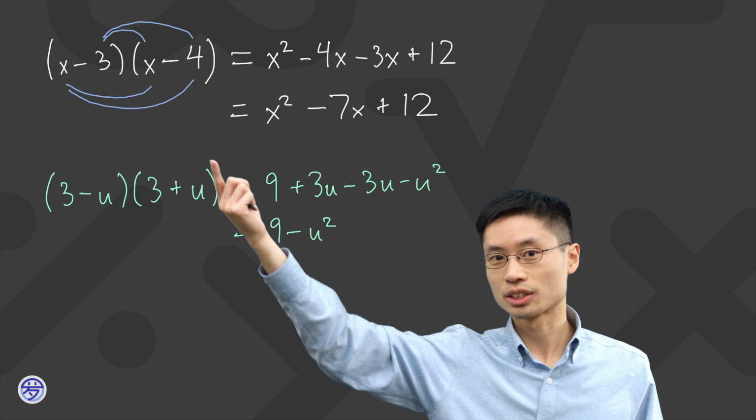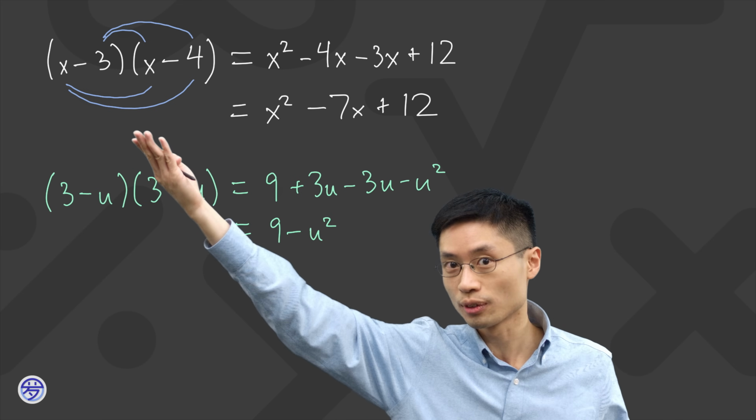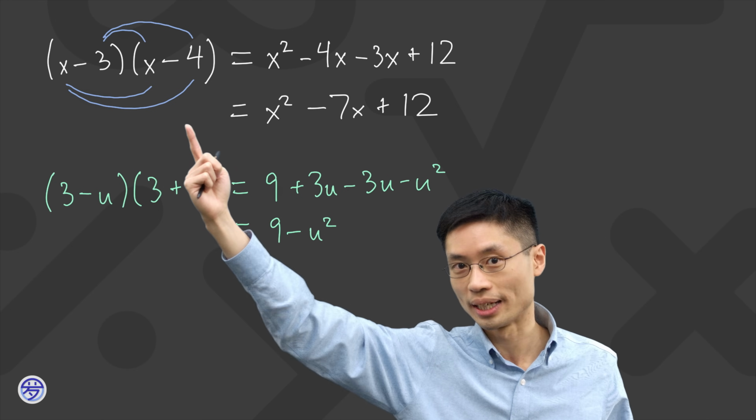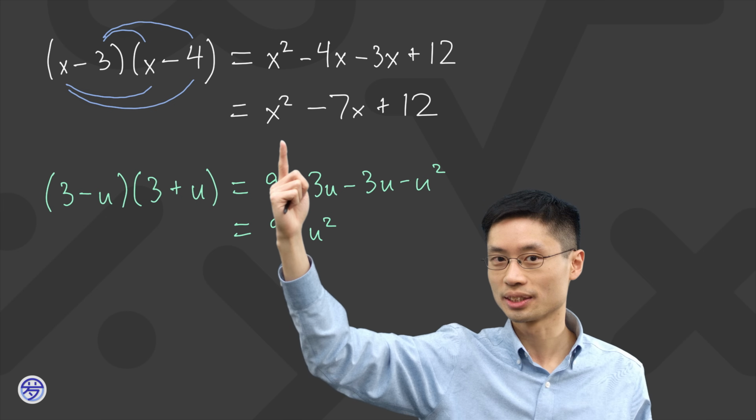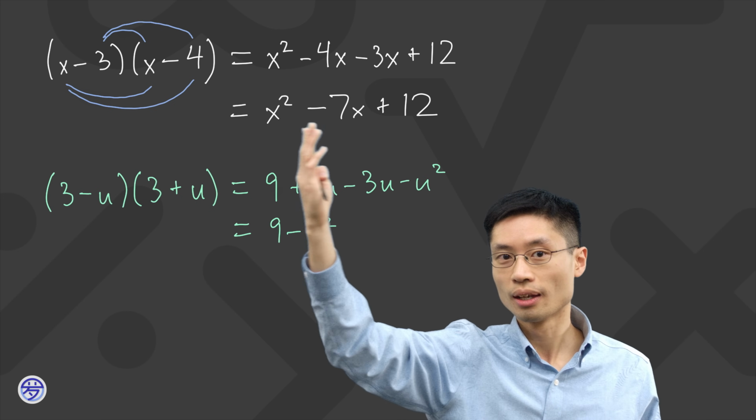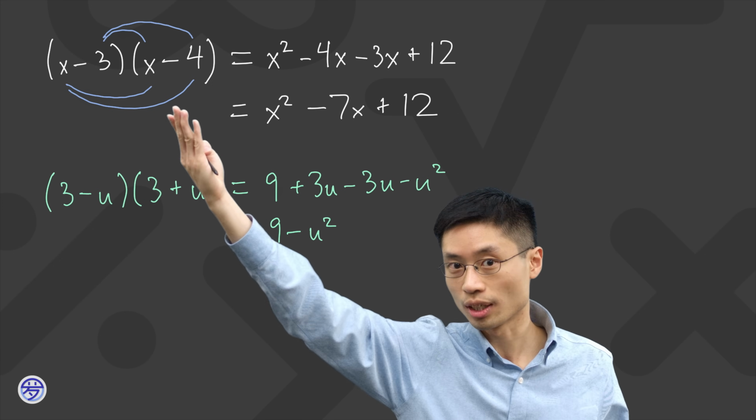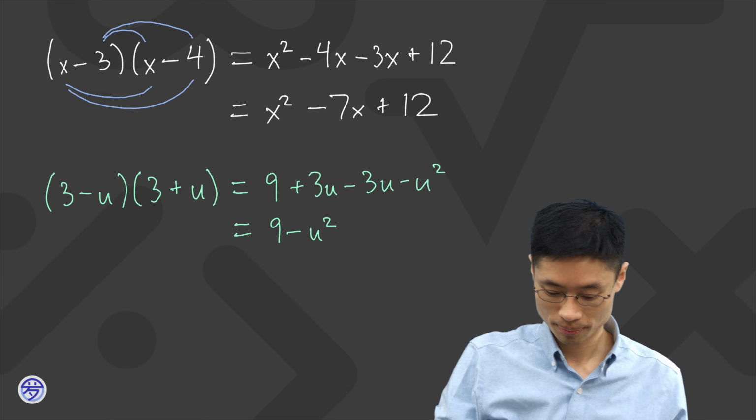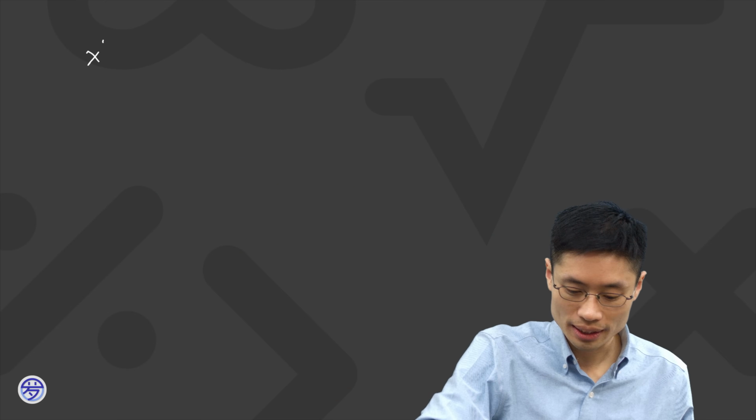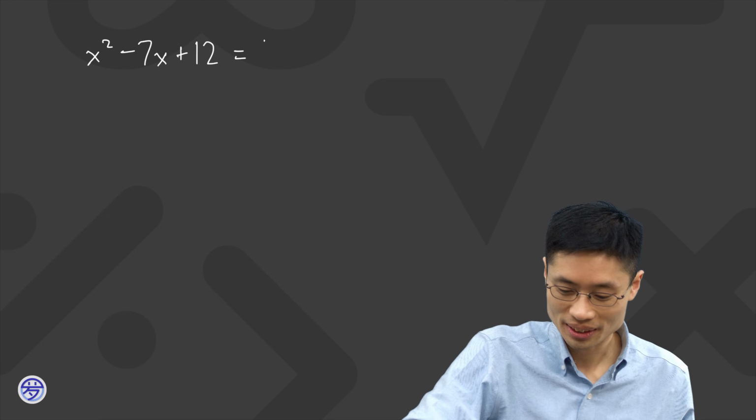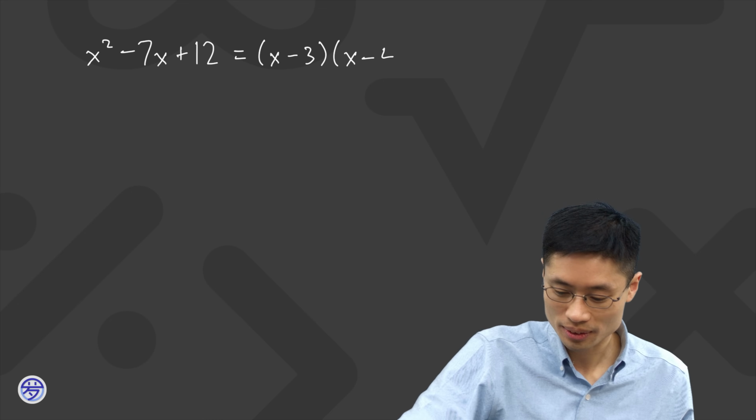But why would anyone actually care about this? Well, first of all, it's useful to be able to expand brackets. But second of all, it turns out that this is an interesting way of solving quadratic equations. Let me write down this top piece again in a slightly different order. You see, I now know that I have another way to write x squared minus 7x plus 12. So x squared minus 7x plus 12 is also x minus 3 times x minus 4.